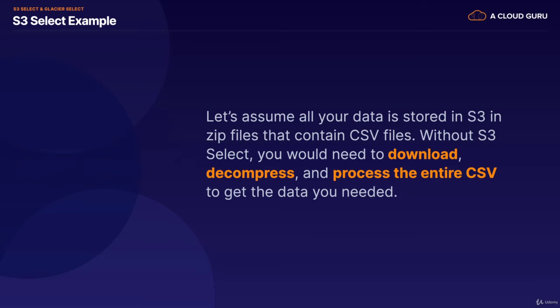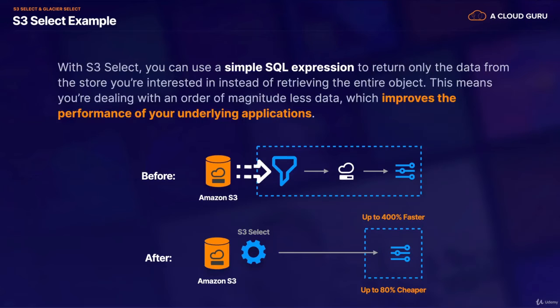So let's assume all of your data is stored in S3, and like I said, in a zip file that contains CSV files. Without S3 Select, you would need to download, decompress, and process the entire CSV file to get the data you need. With S3 Select, you just use a simple SQL expression to return only the data from the store that you're interested in, instead of retrieving the entire object. And this means you're dealing with an order of magnitude less data, which improves the performance of your underlying application. So that is all S3 Select is. It's a way of using SQL to download the data that you need from S3.